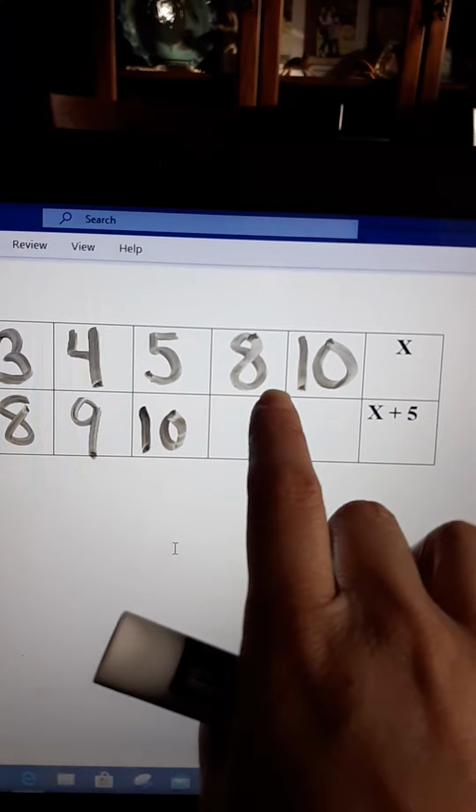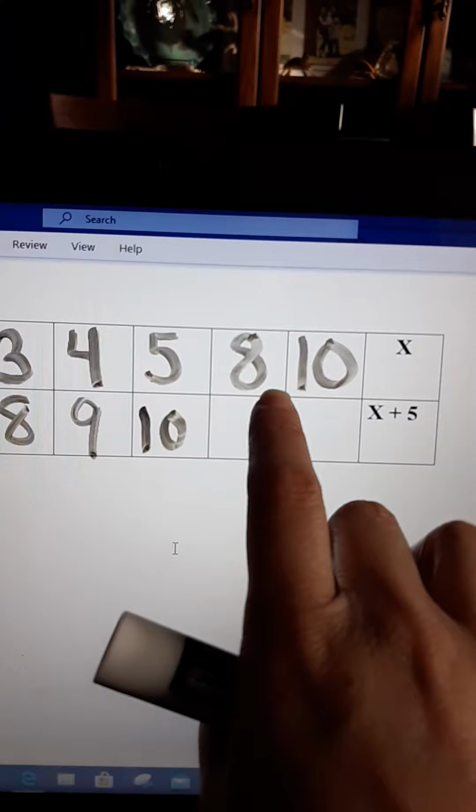Good morning, third grade. So today we're going to be using a function rule. I'm going to do one big example, and then we're going to do the whole front sheet of page 117 together, 117A. So this is my example of my function rule here.